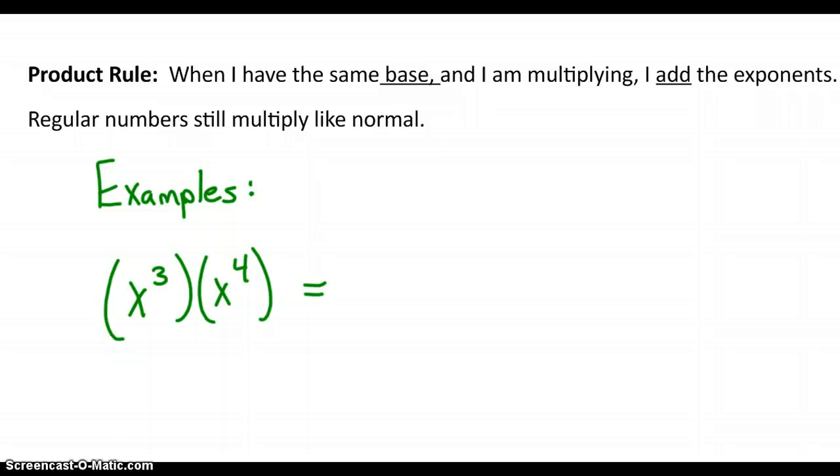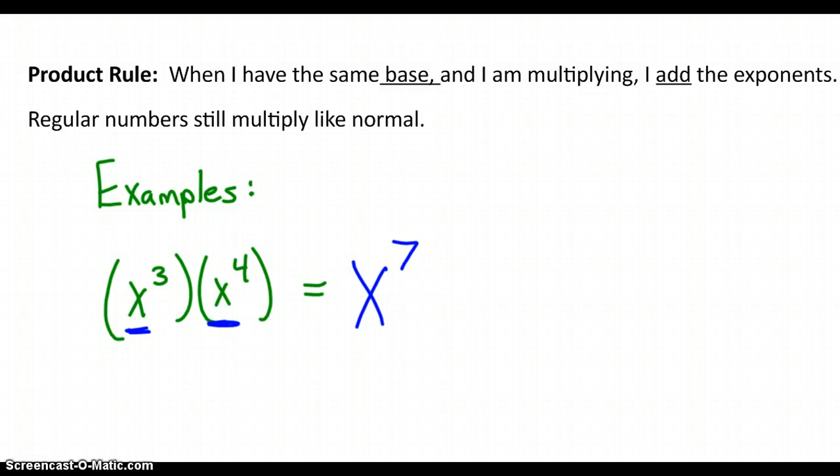So here's our first example. What I'm checking for is, do I have the same base? I have an x as my base here, and I have an x as my base here. What that's telling us is when I have the same base and I'm multiplying, as we can see by the parentheses here, these two terms are multiplying, that means we're going to add their exponents. So our answer for this will just be x to the 7th power.